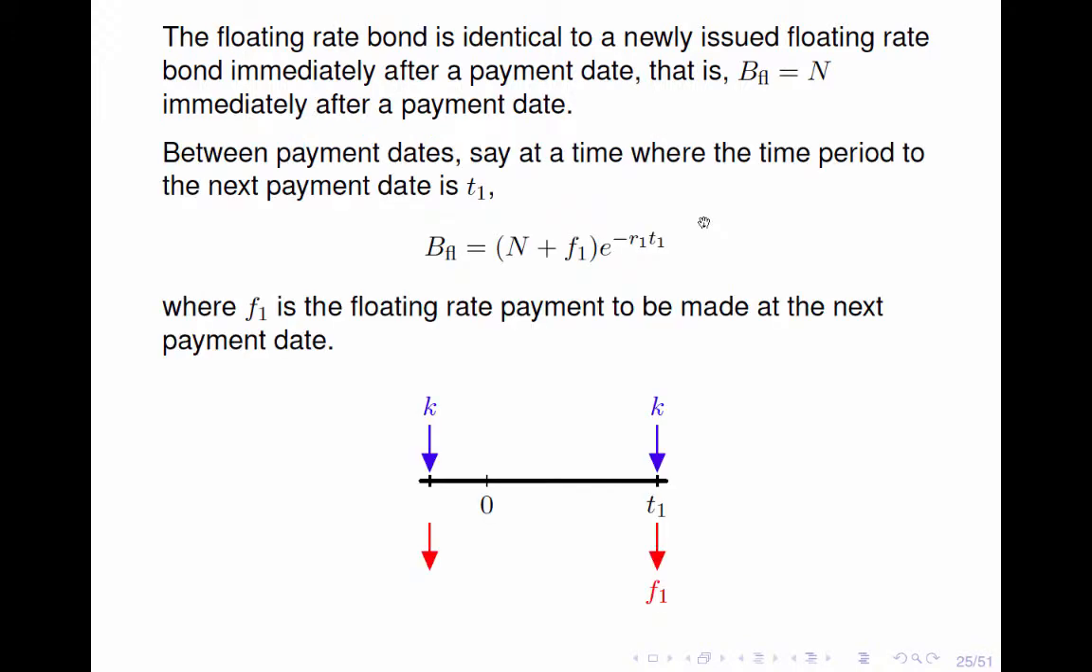Then, between payment dates, say at a time where the time period to the next payment date is T1, the value of the floating rate bond is the current value of the principal N plus the floating rate payment F1 to be made at time T1. The discount rate used here is R1 correspondingly.